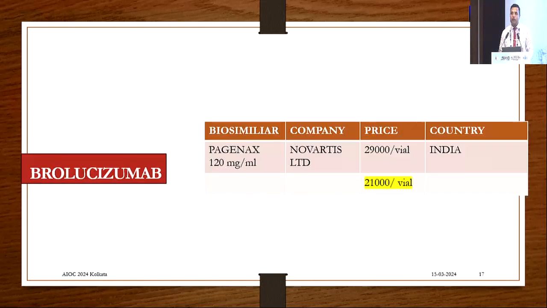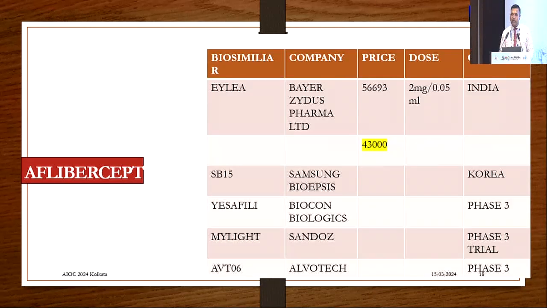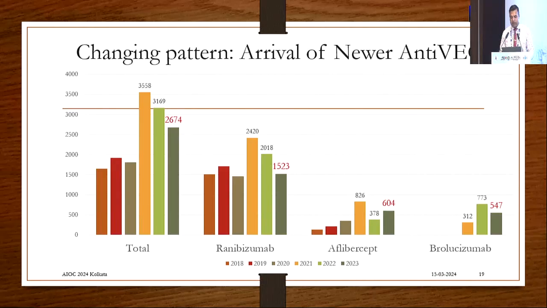Now we talk about another anti-VEGF, because my topic is to compare the biosimilars with the innovator molecules. So we have a new innovator molecule, aflibercept, which has been around for about 10 years. When we talk about aflibercept, the biosimilar from Intas is likely to enter the market soon, and we are all eagerly awaiting the arrival of that drug. So again, a change in our practice.